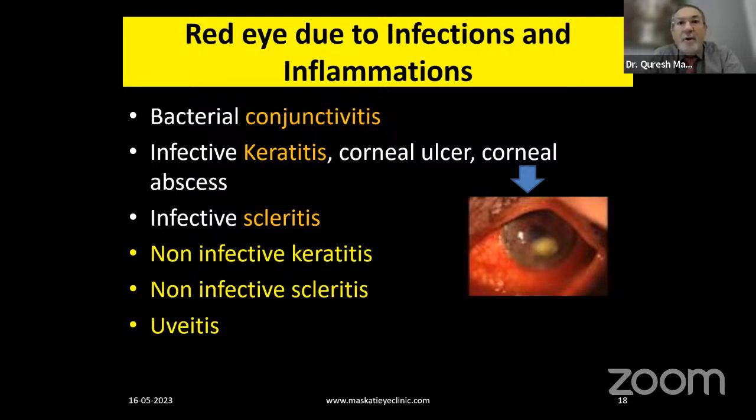If the cornea is involved, we call it keratitis. Other words for it are corneal ulcer or corneal abscess. Just like an abscess anywhere in the body, you can see this picture is of a corneal abscess. If the sclera is involved by infection, we call it infective scleritis. Sometimes you can get non-infective keratitis and scleritis because of immune reactions or inflammations. And if the inside of the eye is involved, that is the iris or the ciliary body, we call it uveitis. We'll see some images of these.